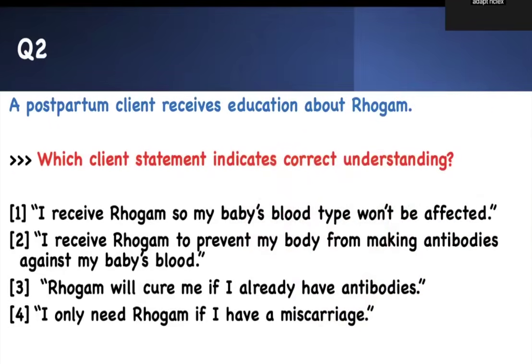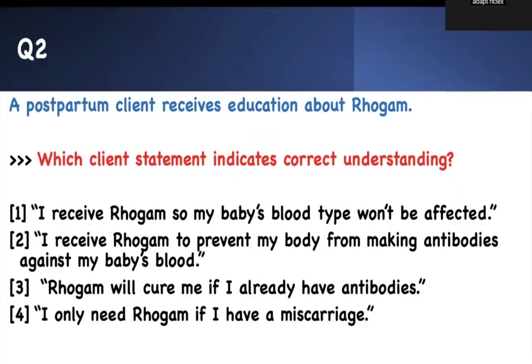Next one. What am I trying to tell you? Concept. Like I said, every question has its own concept. What is the concept? Why do we give RhoGAM? Because you have to teach the patient. What do you think? And what is the content?